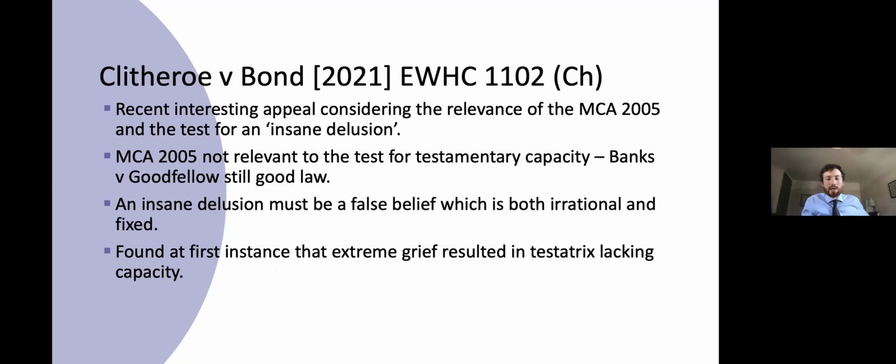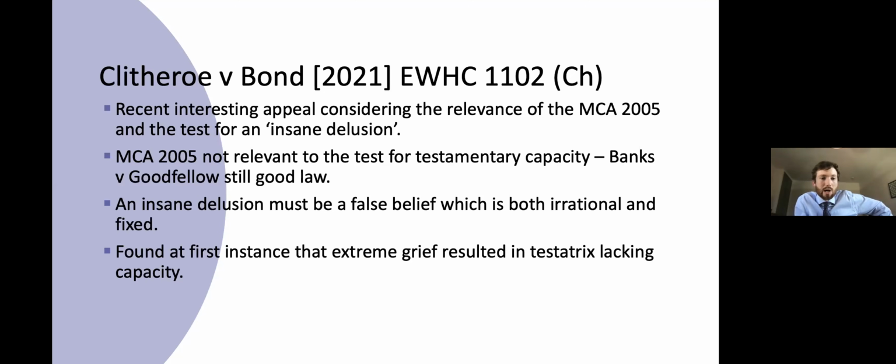A recent interesting appeal, Clitheroe v Bond, you may have seen referred to in places, interesting for a number of reasons. Firstly, as to the relevance of the Mental Capacity Act 2005, for a while it was queried whether the definition of capacity in that Act overshadowed and replaced the test in Banks v Goodfellow. I won't go into the details of the test in the Mental Capacity Act because in this appeal, Clitheroe v Bond, the court decided that it hadn't replaced Banks v Goodfellow, but that Banks v Goodfellow remained good law and remained the test for testamentary capacity.